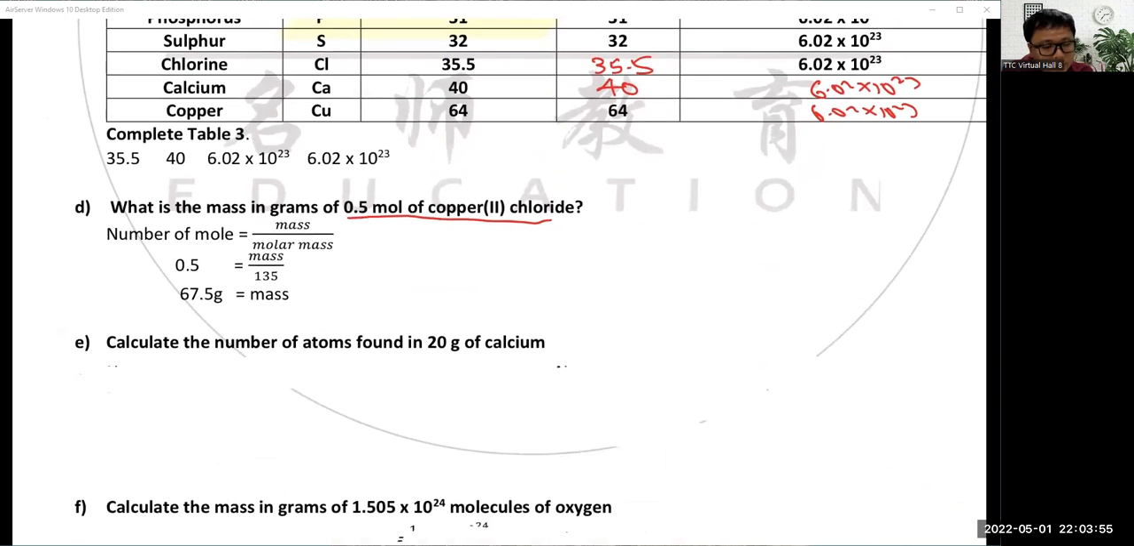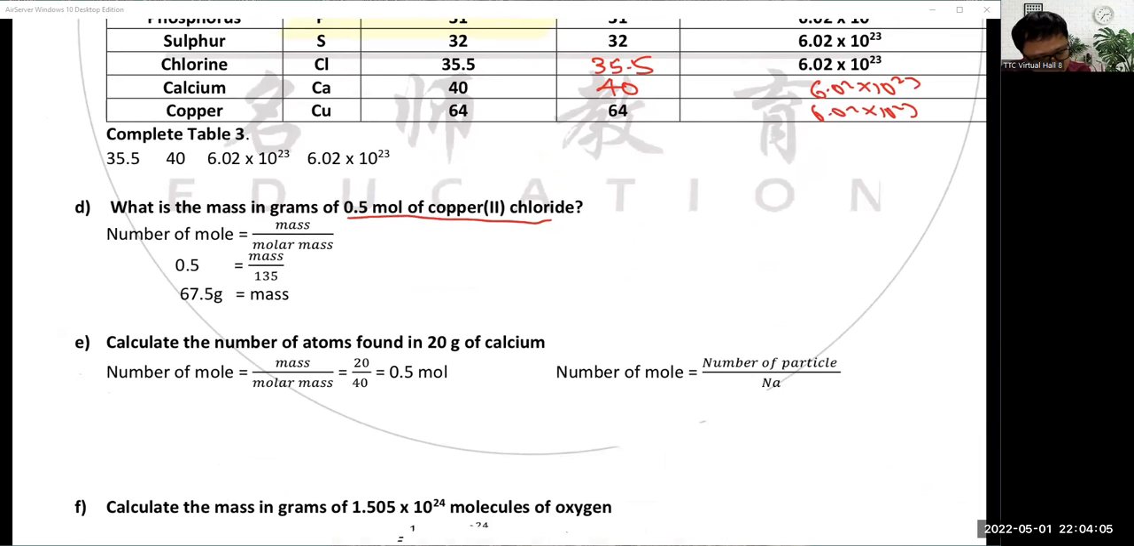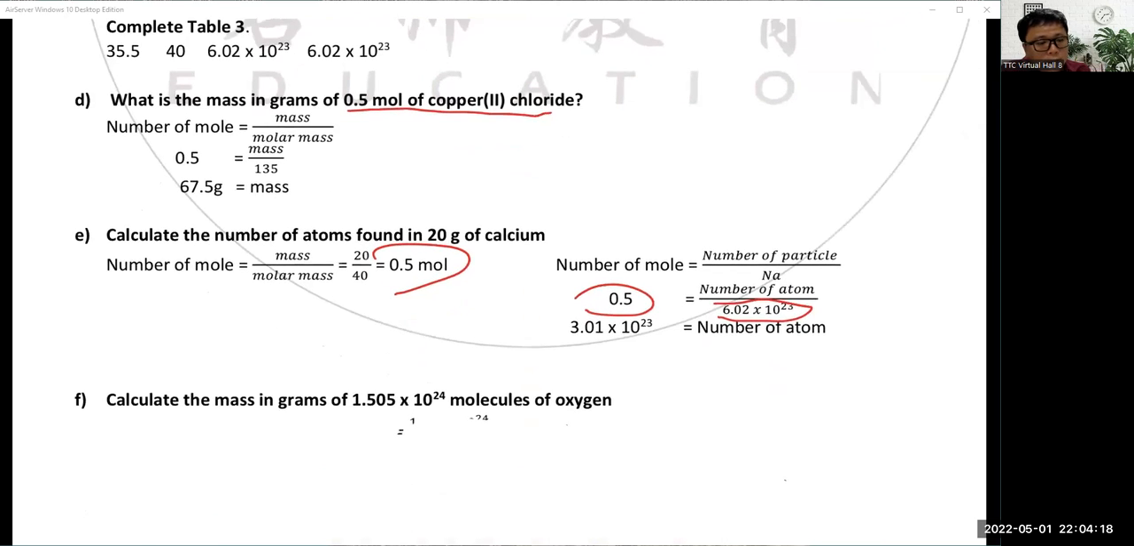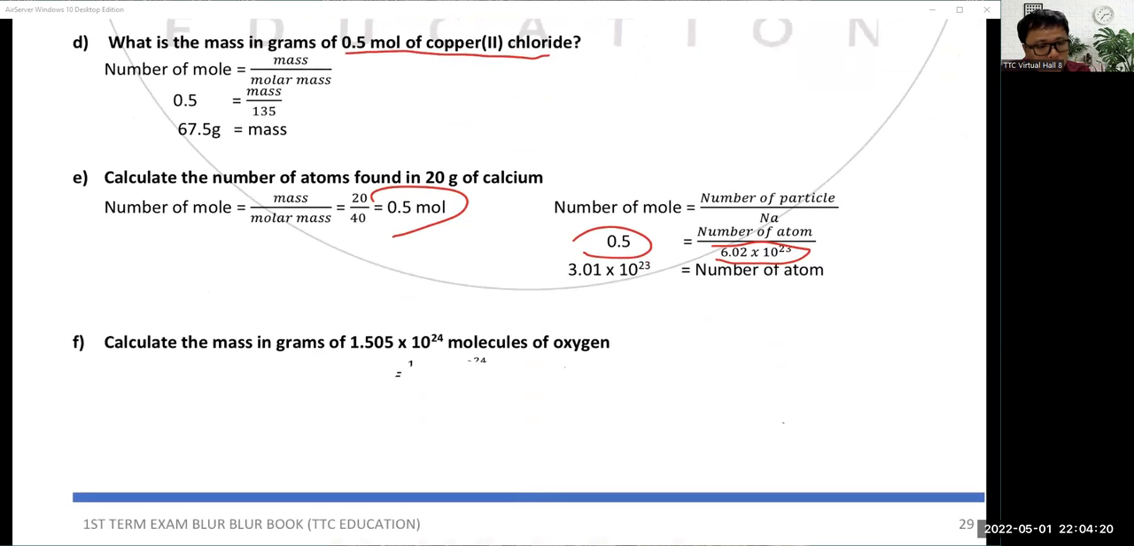Number of atoms found in 20 grams of calcium. First convert your gram to number of moles. So 20 divided by calcium's 40, I get half a mole. Then from there, you convert to atoms. Half a mole times 6.02 times 10 power 23, then I will get the atoms as 3.01 times 10 power 23.